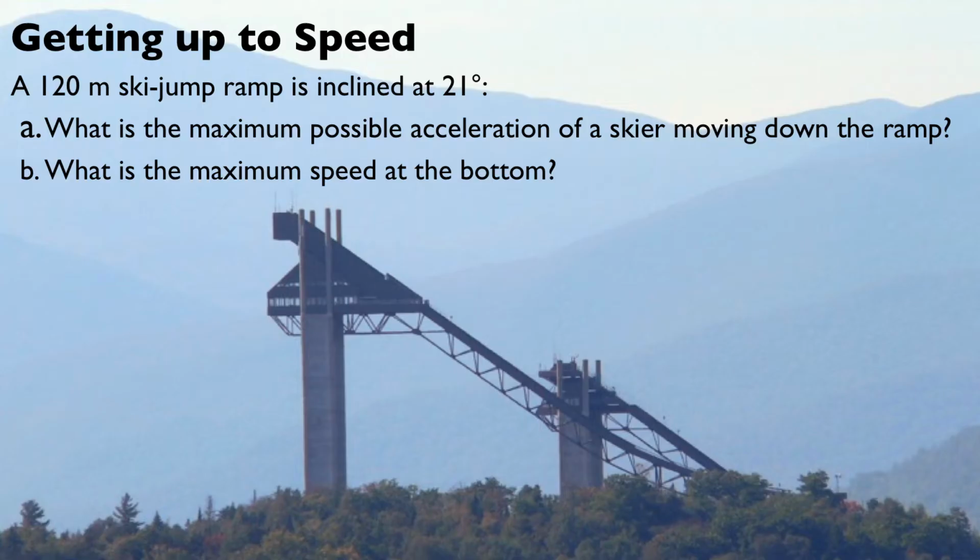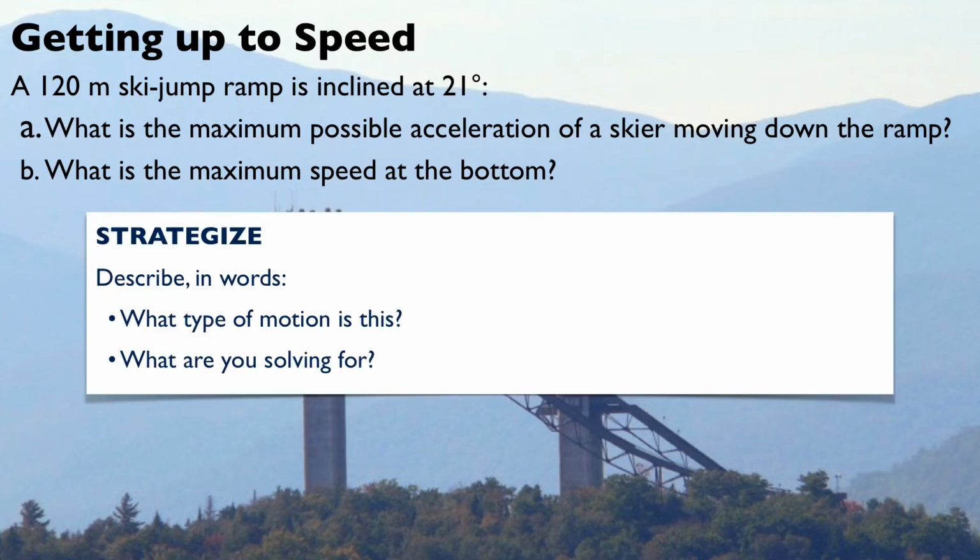Look at us. And here's a problem that uses this. A 120-meter ski ramp is inclined at 21 degrees. Question, what is the maximum possible acceleration of a skier moving down the ramp? And what is the maximum possible speed at the bottom? And we'll solve this problem the way we always do. We're going to start by strategizing. What type of motion do we have? And two, what are we solving for?